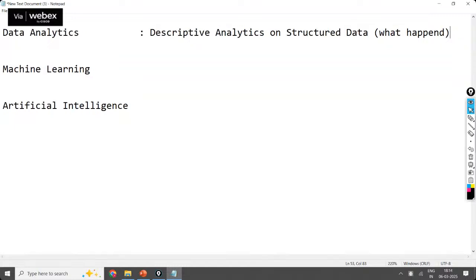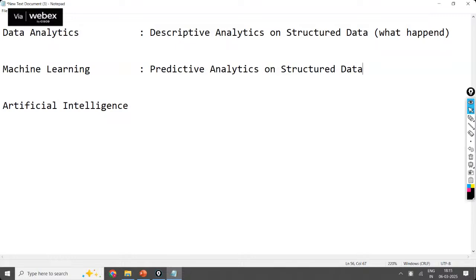Now, what will machine learning engineers do? ML engineers are going to do predictive analytics on structured data. Now, what is structured data? What does structured data mean? It is data in tabular format.